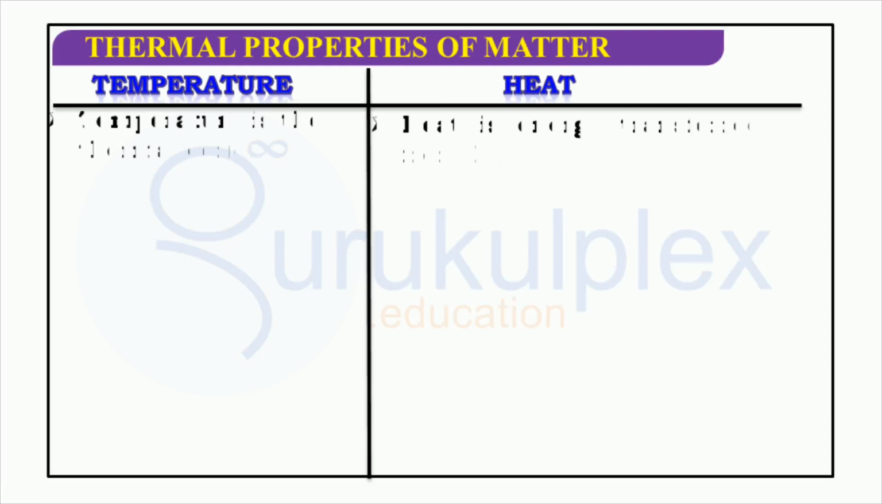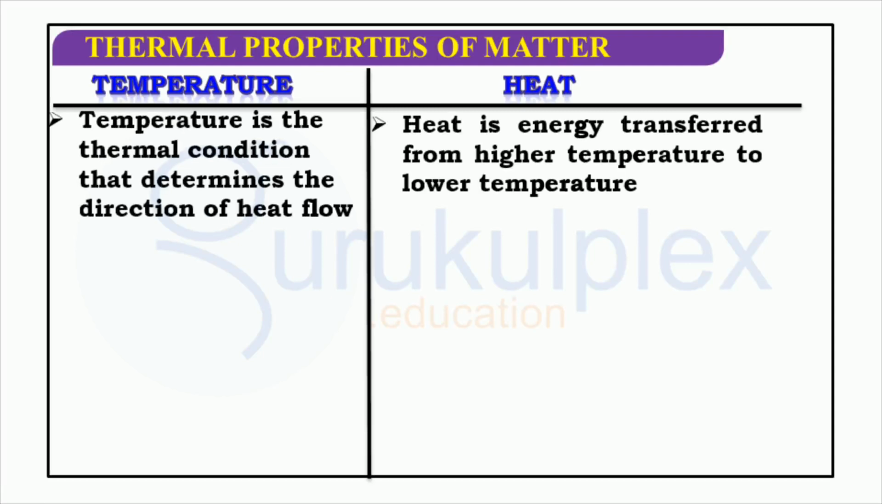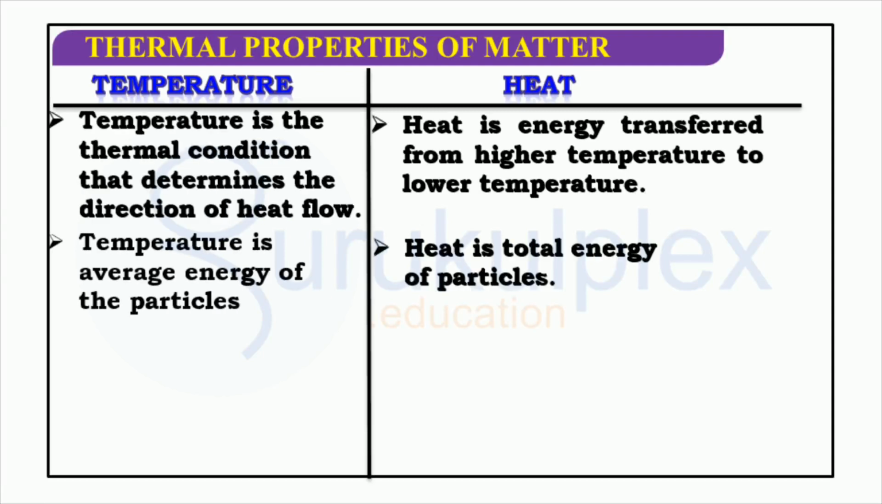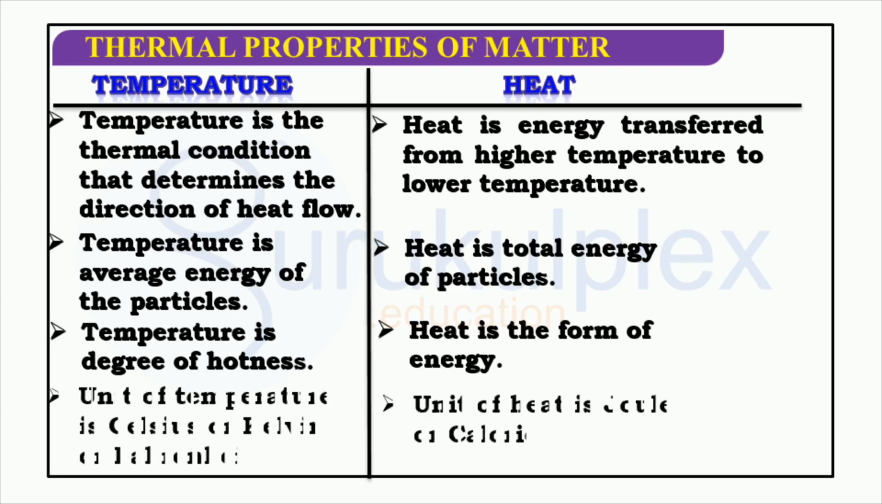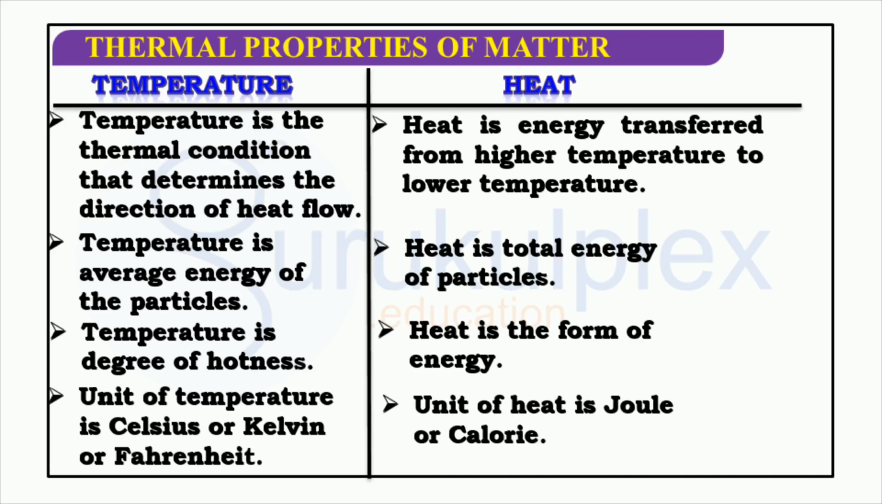Temperature and heat are two essential qualities in the world of physical science that have a profound effect on the behavior of matter. Temperature is the measure of average energy of the particles, while heat is the energy that is transferred from a higher temperature to a lower temperature. Temperature is measured in degrees of Celsius, Kelvin, and Fahrenheit, while heat is measured in terms of joules or calories. Knowing the thermal properties of matter is essential to understand how it behaves in different temperatures and with varying levels of heat.